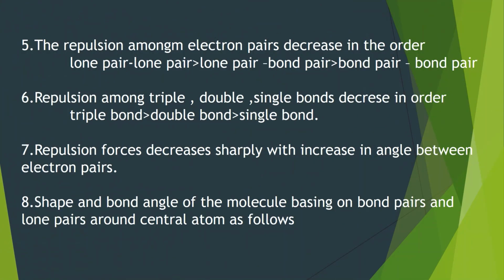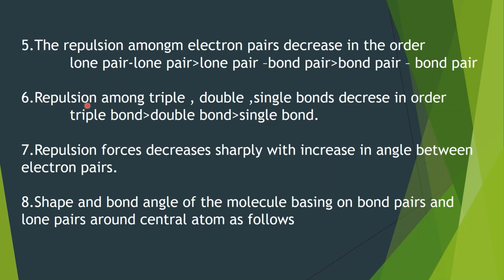Next one, the repulsion among electron pairs decreases in the order lone pair-lone pair greater than lone pair-bonded pair greater than bond pair-bond pair. That means there is more repulsion between lone pair and lone pair than between lone pair and bonded pair, and bonded pair and bonded pair.